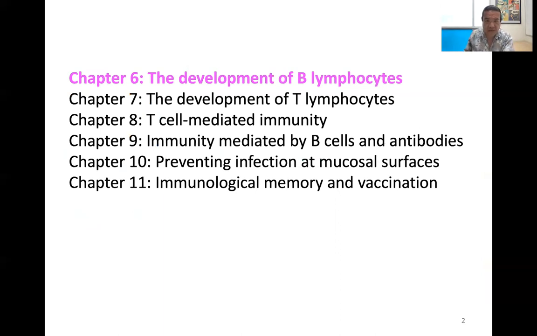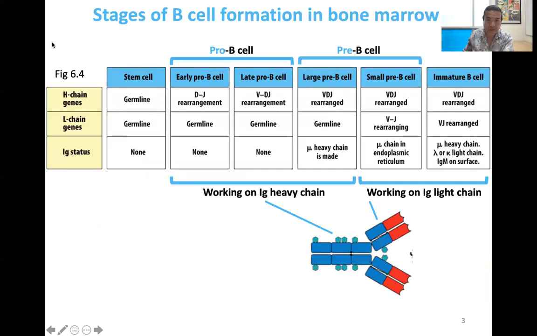So the exam is on chapters 6 through 11, so quite a bit of material. So let's start off with chapter 6, which had to do with the development of B cells. Remember that B cells, just like the other cells of our immune system and our blood, start off as stem cells in our red bone marrow.